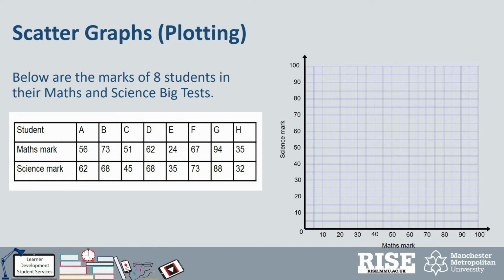So how do we plot a scatter graph then? Well, here I have information for 8 students, and I got their maths mark and their science mark. I'm going to plot them against one another to see if there's a relationship between them.